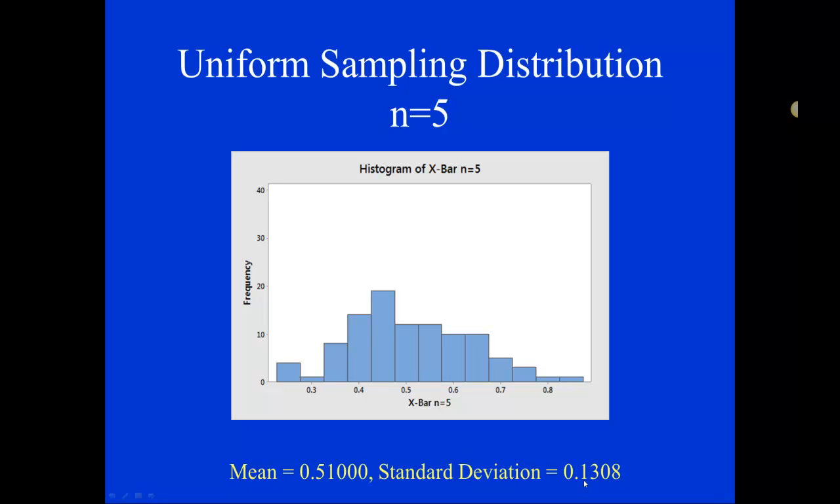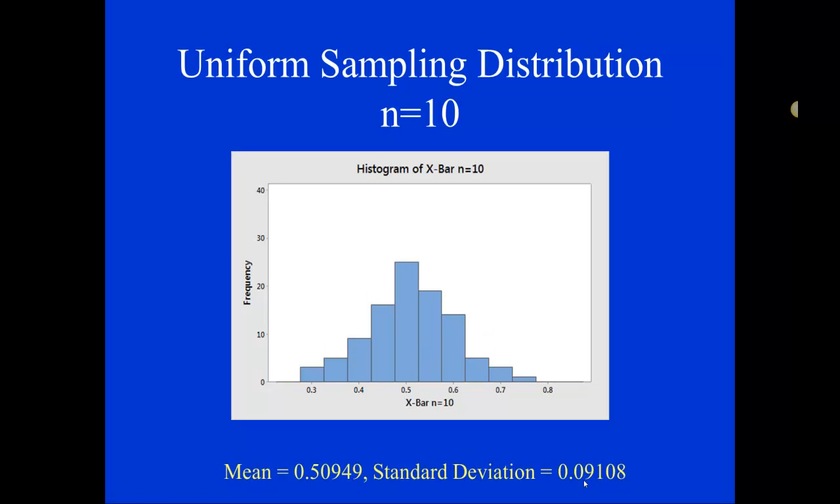What happens when I took a sample of size 10? Well, mean stayed really close to 0.5, which was the mean of our population. Standard deviation got even smaller. And here's what happened when I took samples of size 30 and calculated the mean from each sample. The mean of all those sample means, the X bar, stayed really close to 0.5. Standard deviation got even smaller. So that's a uniform distribution. Uniform distributions, they're at least symmetric, even though they're not quite as beautiful as normal distributions.